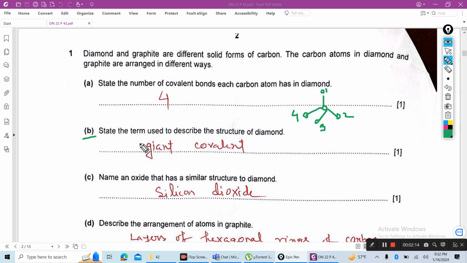B. State the term used to describe the structure of diamond. You know, diamond is a giant covalent, big structure. C. Name an oxide that has a similar structure to diamond. Silicon dioxide, SiO2. Silicon dioxide is also giant covalent. Diamond, graphite, silicon dioxide, these three substances are giant covalent.